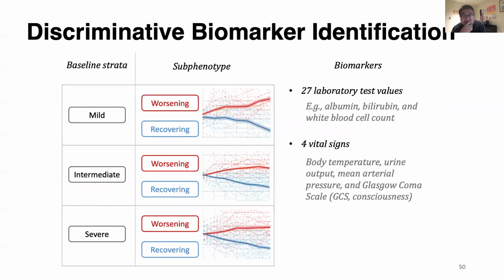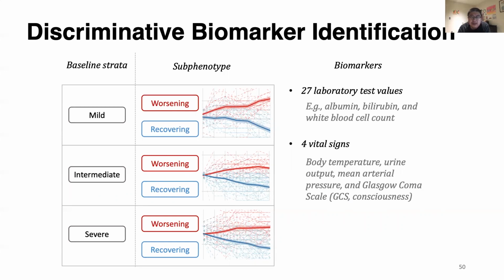We also examined whether we can leverage the characteristics captured early on during intubation to predict the progression subphenotype assignment, because if we can, then it can help us predict these progression patterns at an early stage. So it gives more time for the clinicians to make appropriate decisions.